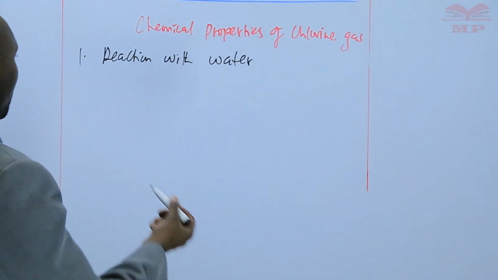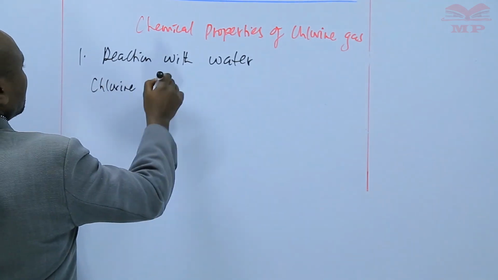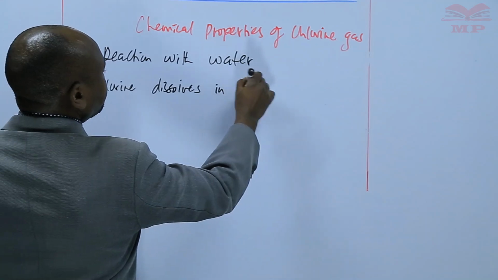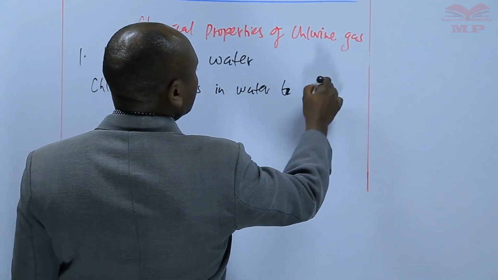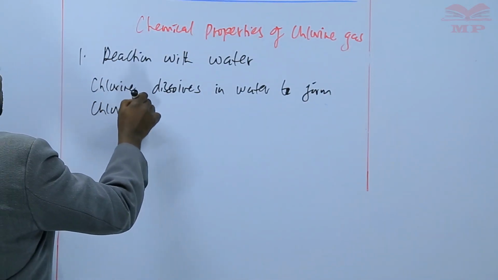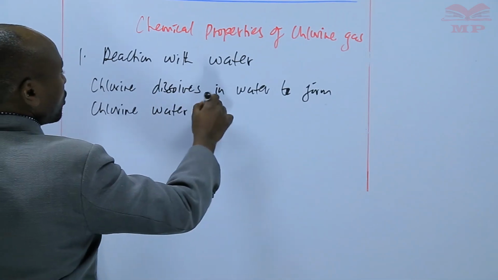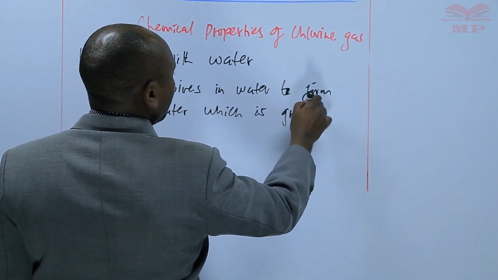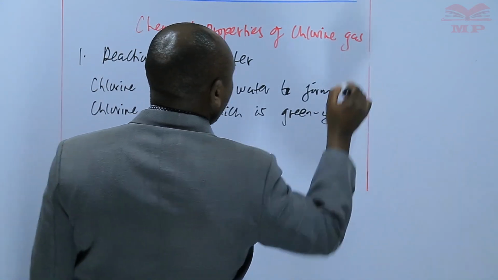So first of all, we can say that chlorine dissolves in water to form chlorine water, which is green yellow. So chlorine water just takes the color of chlorine.